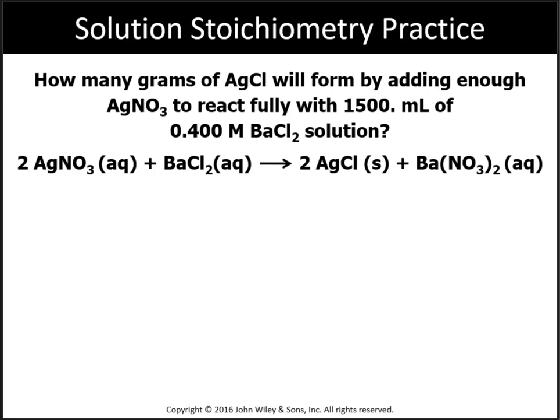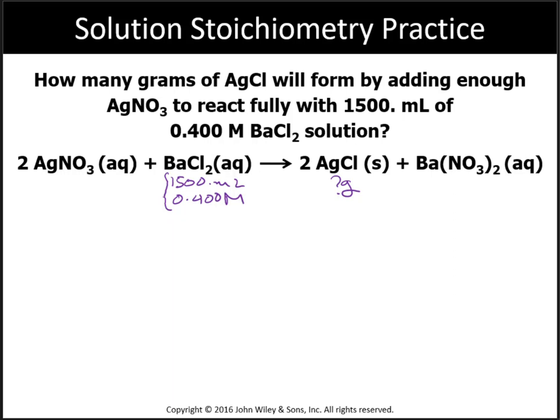So let's see what's given to us. You want to find the mass of silver chloride that's formed by adding enough silver nitrate to 1,500 milliliters of 0.4 molar barium chloride solution. Since I'm solving for the mass of silver chloride given the quantity of barium chloride, I have to use a stoichiometry, mole to mole ratio.